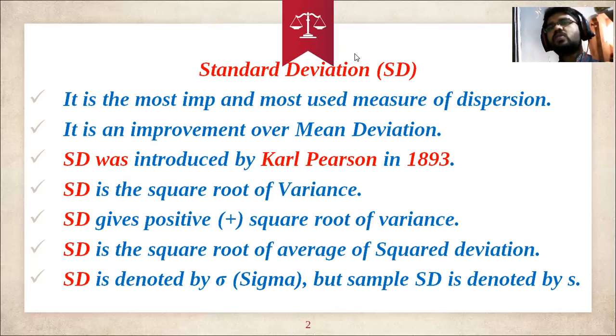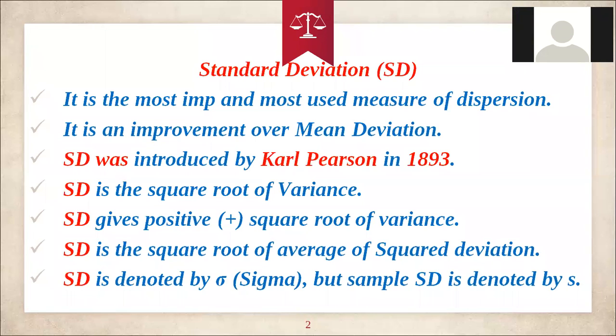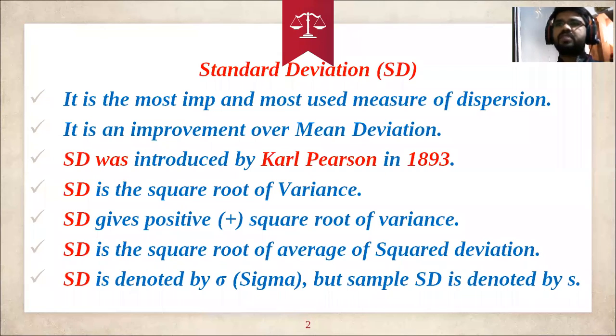The standard deviation is the square root of variance. Simple. Sometimes they will ask what the standard deviation is: it is the square root of variance. We will go for variance after completing standard deviation. There is a variance formula, and when you take its square root, you get the standard deviation. The standard deviation gives the positive square root of variance, not the negative square root. Remember this, it is a very important point.